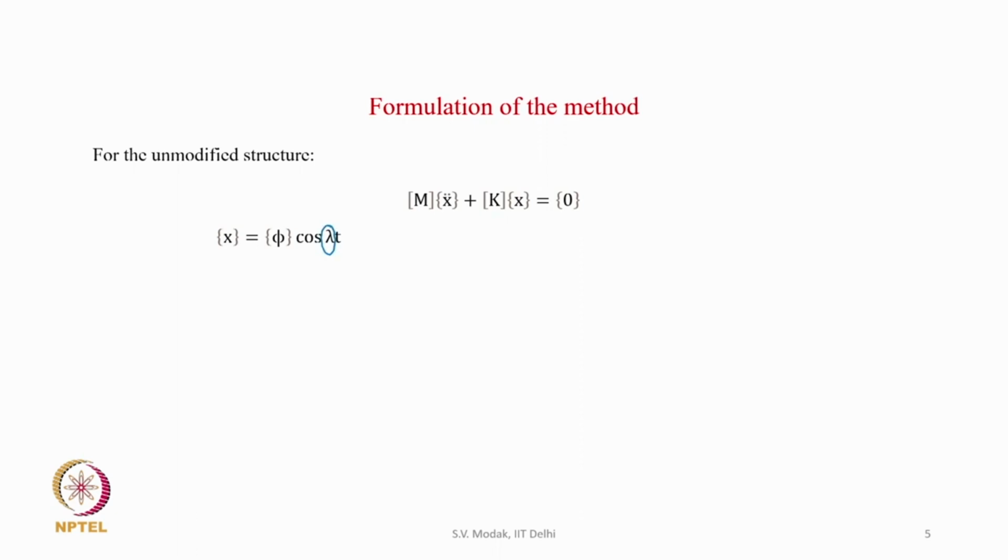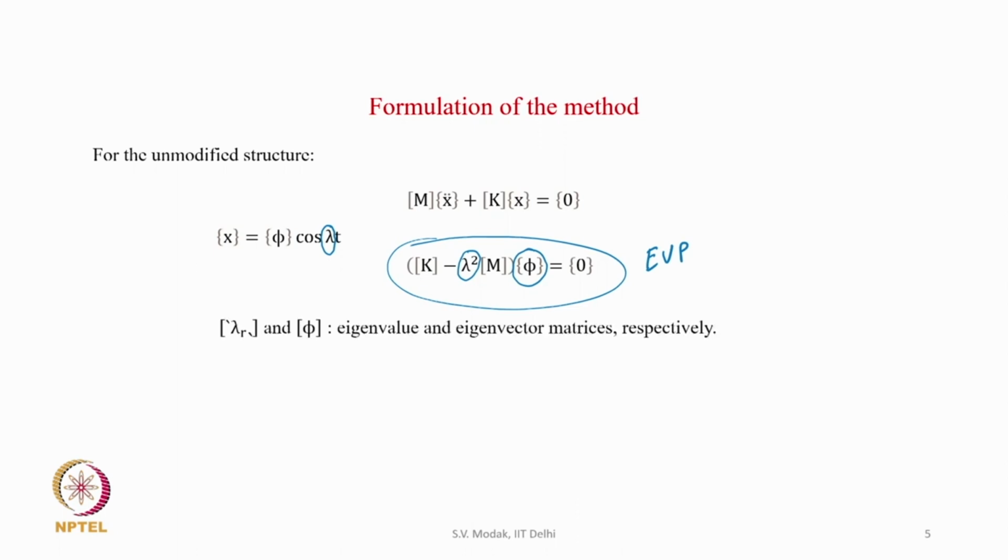So, now substituting this solution x into the equation of motion and simplifying, we get this equation. You can see this equation is nothing but the eigenvalue problem of the unmodified structure. Here lambda square are the eigenvalues and phi is the eigenvector, and if n is the degree of freedom of the system, then there will be n eigenvalues and n eigenvectors, and all of those can be put into matrix form, giving us the matrix of eigenvalues and the matrix of eigenvectors. This eigenvalue matrix is diagonal, and the eigenvector matrix consists of the eigenvectors making up the columns of this matrix.